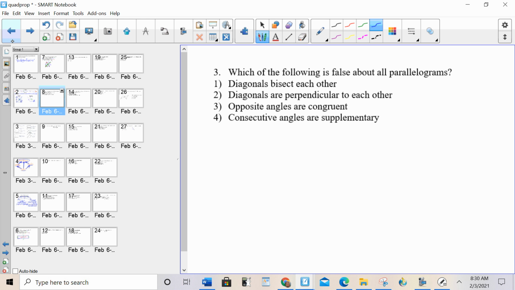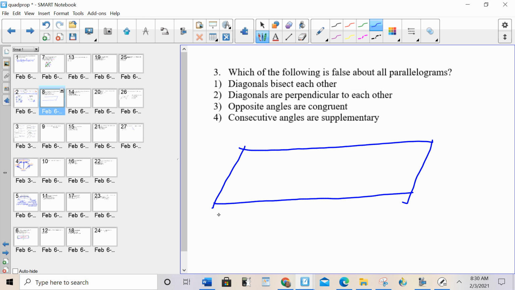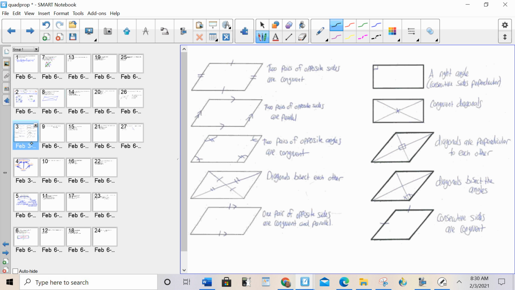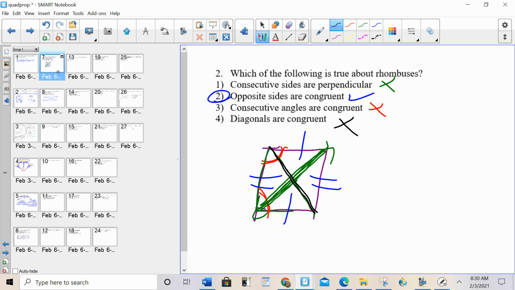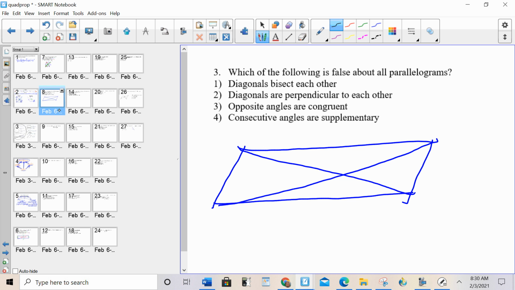Okay, now that you tried 3, 4, and 5 on your own, which of the following is false about all parallelograms? So I'm going to draw a long, skinny parallelogram. I draw the diagonals in because they often ask about properties of the diagonals. And again, worst comes to worst, you're going to refer to this and look at these properties here. Again, we don't worry about this one. This one's a combination of the first two. But that's going to come up later in the unit.